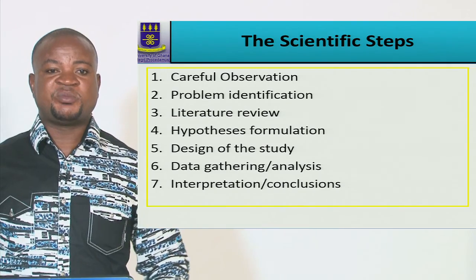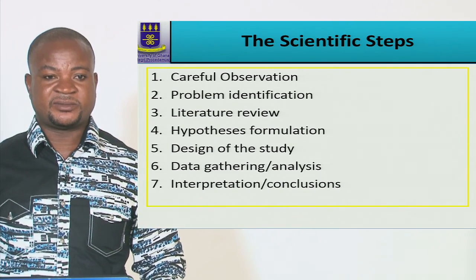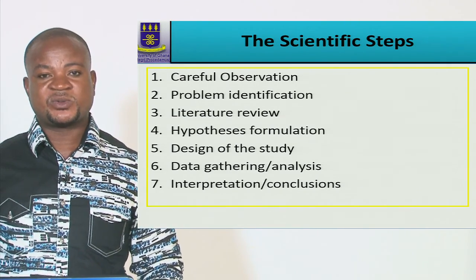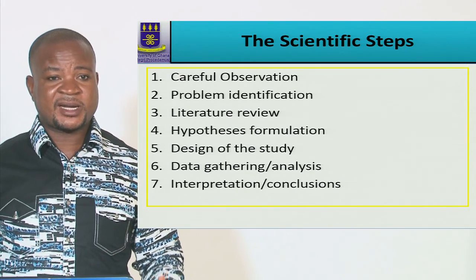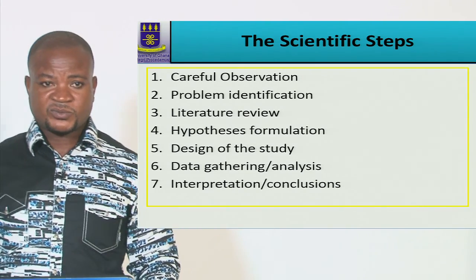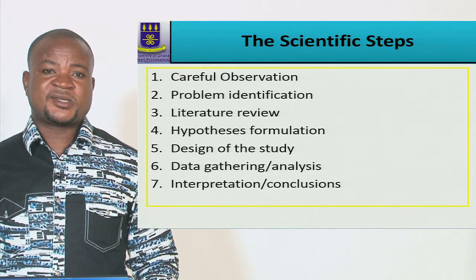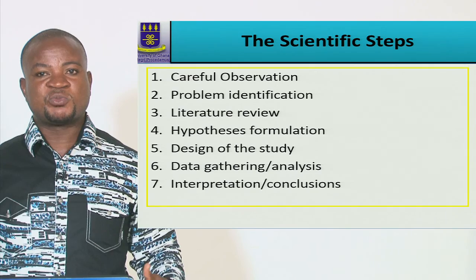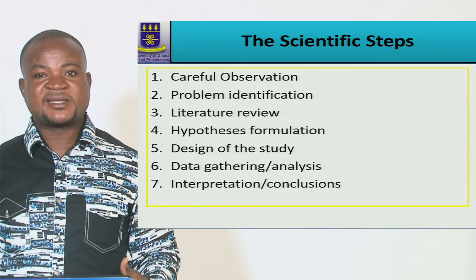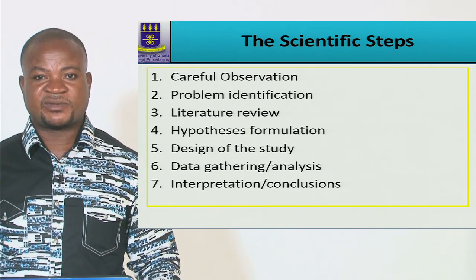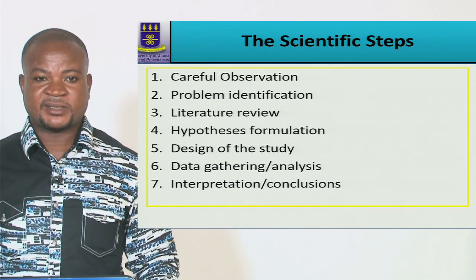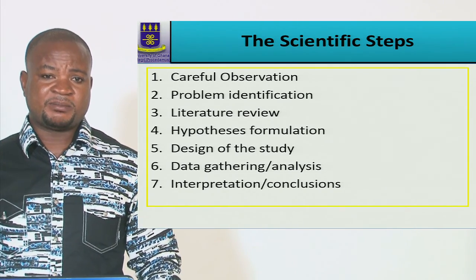First is that there should be careful observation. You need to pay attention to details. For you to be a good scientist, you need to pay attention to details. Watch carefully what is happening around you. And once you do that, you will be able to move on to the next step. You'll be able to identify a problem to be solved or a problem to be investigated. So that is the second step, problem identification.